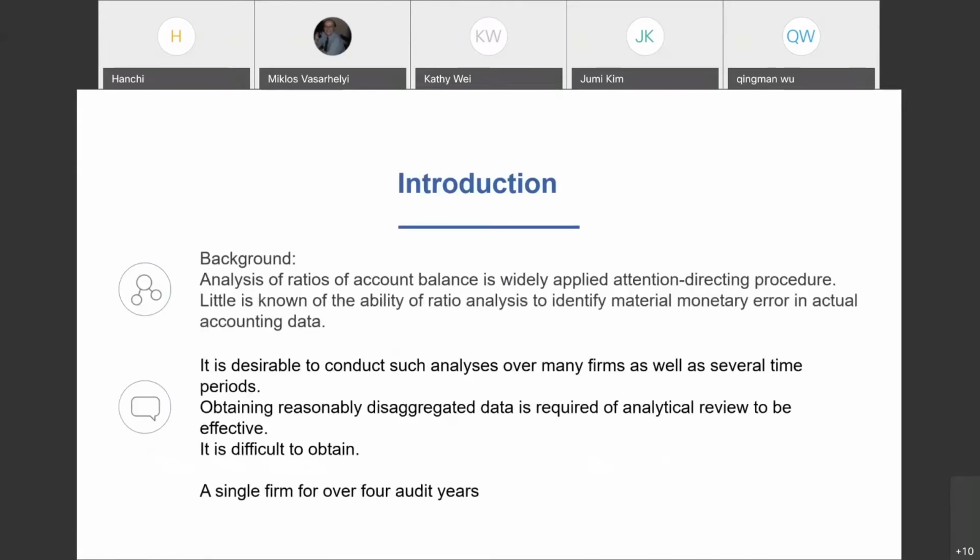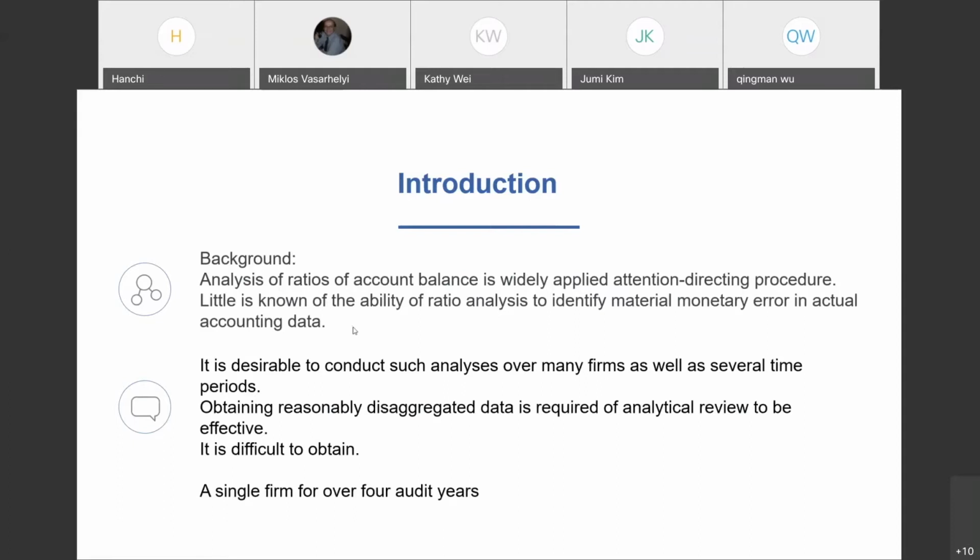In the introduction part, we talked first about the background of this kind of study, as many articles already presented today. Analysis of ratios of account balances is widely applied to attention directing procedures. However, little is known of the ability of ratio analysis to identify material monetary error in actual accounting data. So it's desirable that we can conduct such analysis over many firms as well as several time periods.